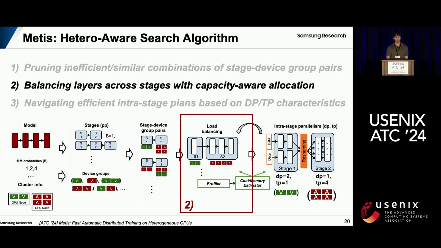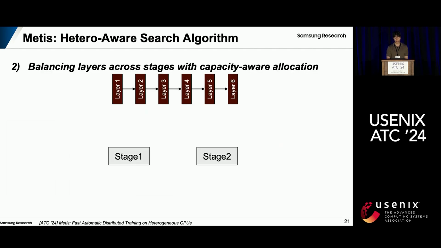Once the stage and device group pairs are decided, Metis next decides the layer load balancing across stages. In fact, naive allocation of layers to stages requires cubic time complexity with dynamic programming. To reduce the search overhead, Metis calculates the relative computing power of each stage and device group pair. To calculate the relative computing power between stages, Metis estimates the execution time of running a model on each stage based on its intra-stage parallelism and profiled metrics.